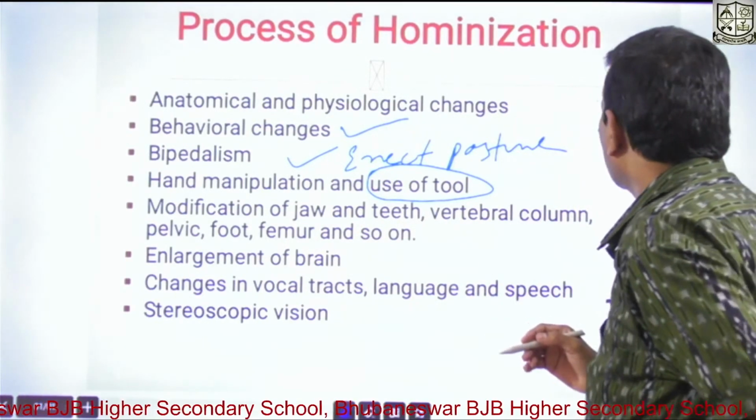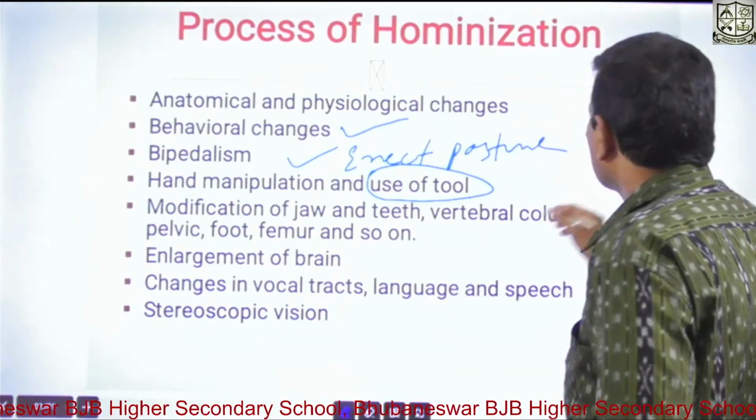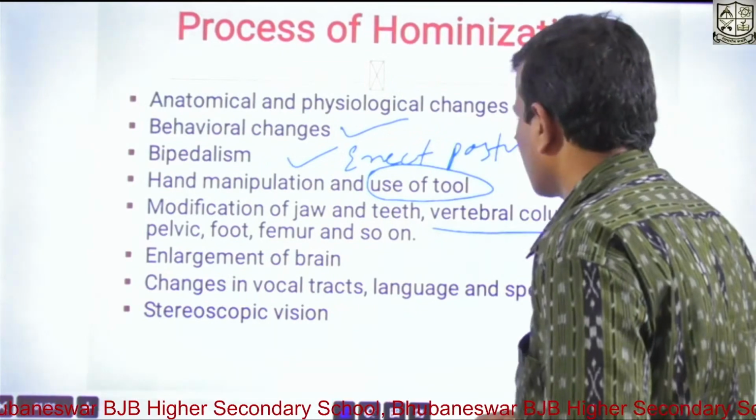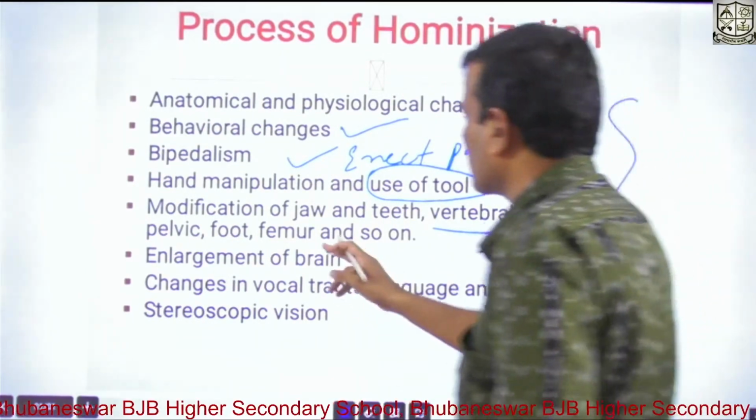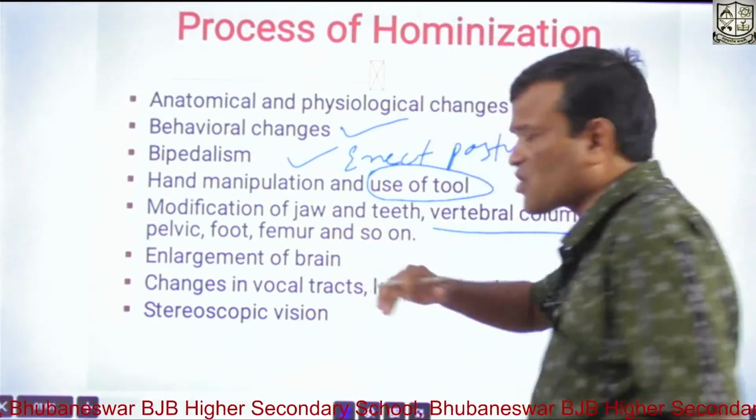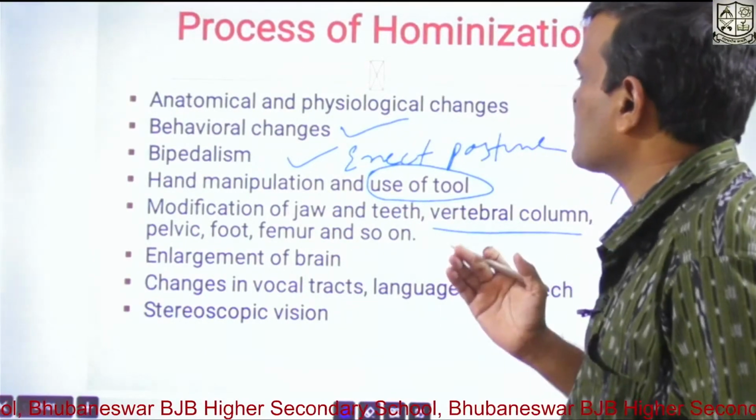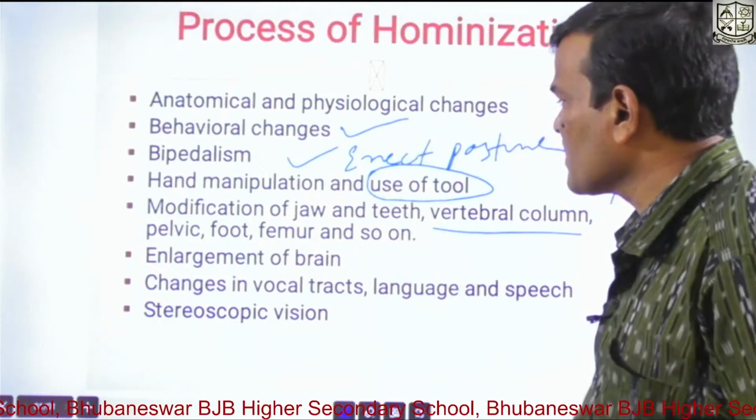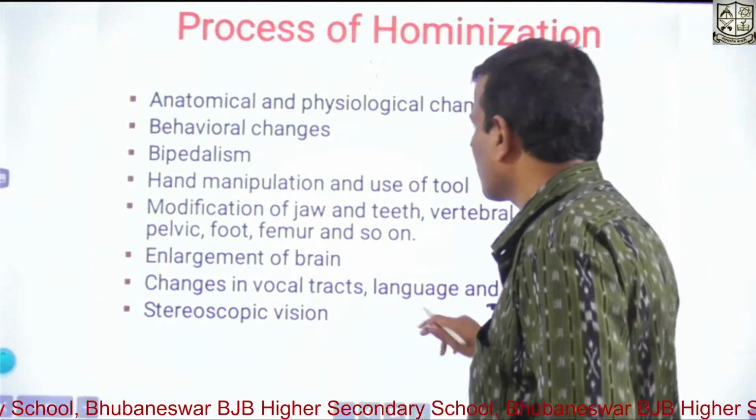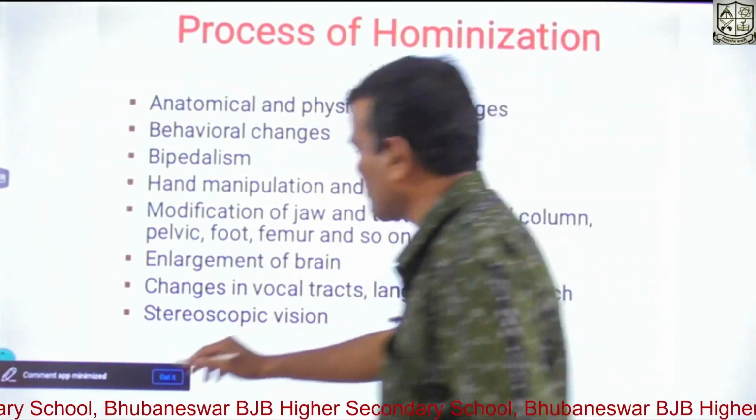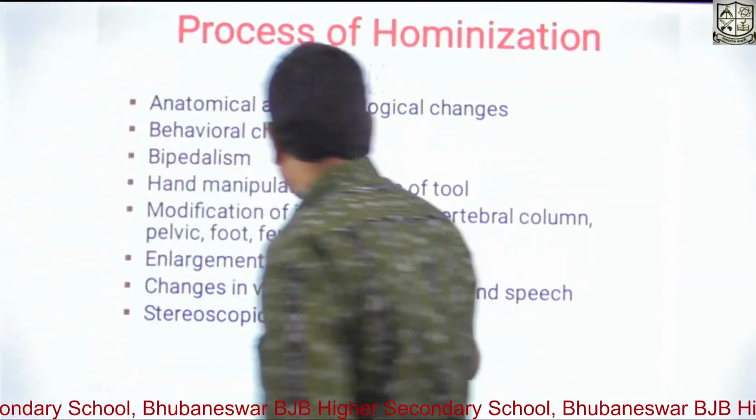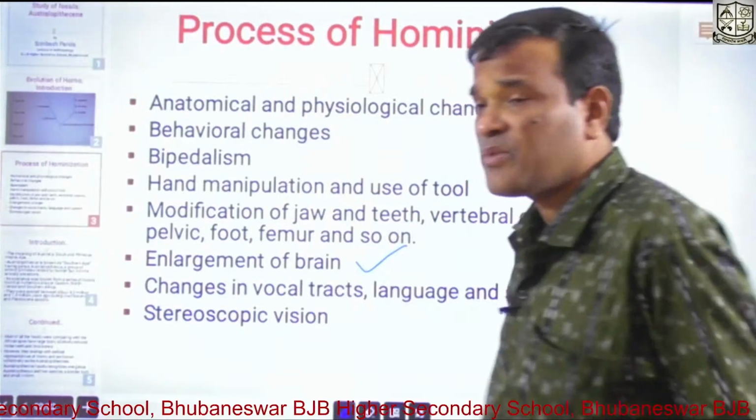The vertebral column, pelvis, foot and femur are all structured in such a way that we can stand erect; this is found in hominid evolution. Another most important thing is the enlargement of the brain, which is also very important in hominid evolution.